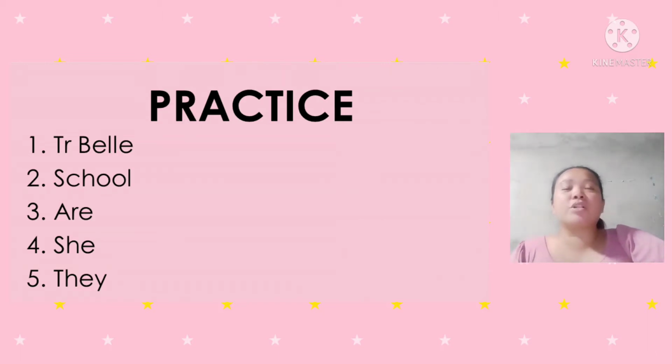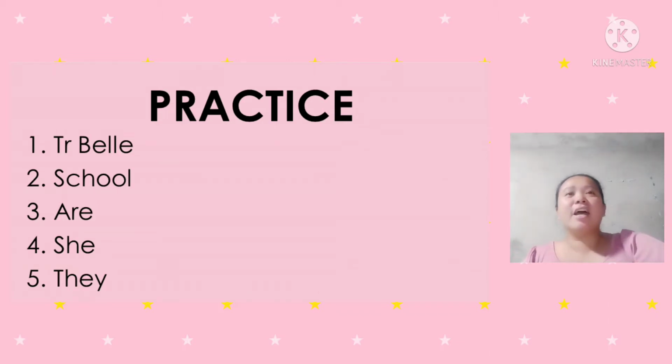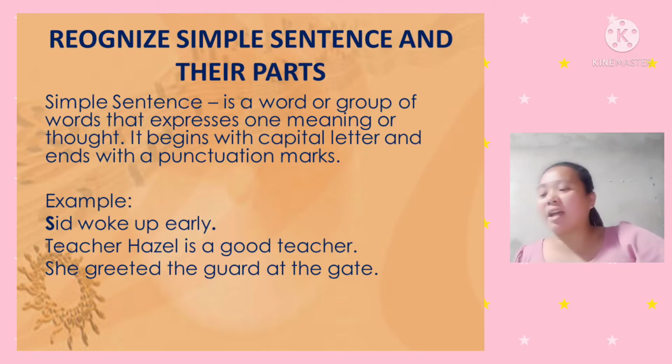Next, number 4, she. She, is it noun, pronoun, or verb? Very good. The answer is pronoun. What about they? They, is it noun, pronoun, or verb? That's right. It is what? It is pronoun. Okay, very good.